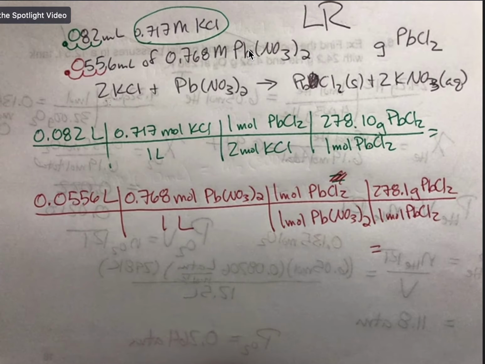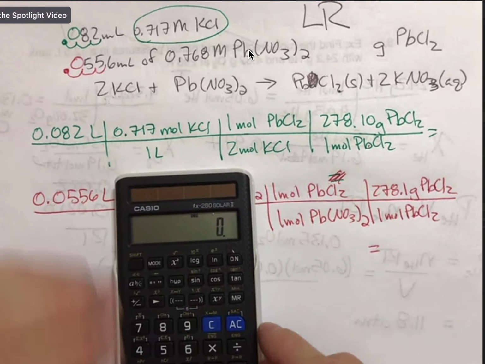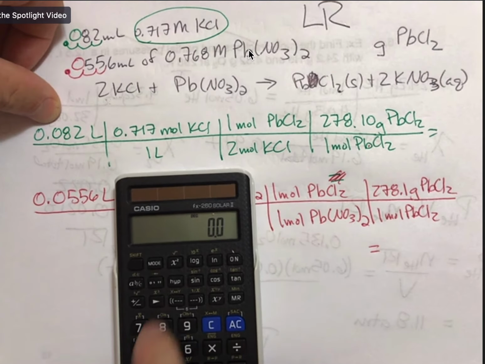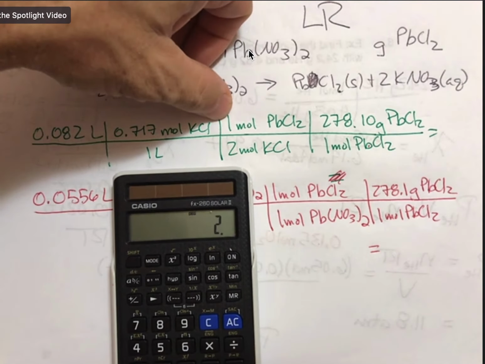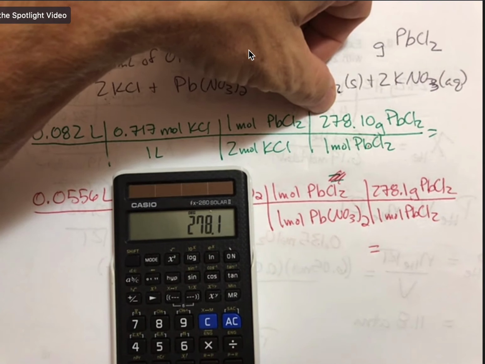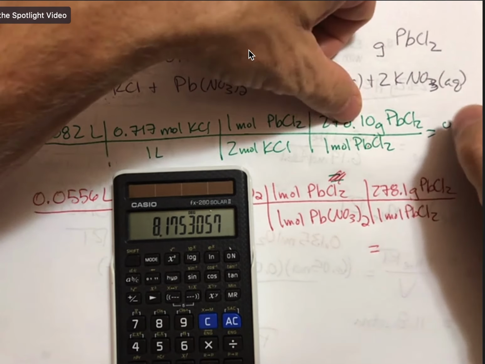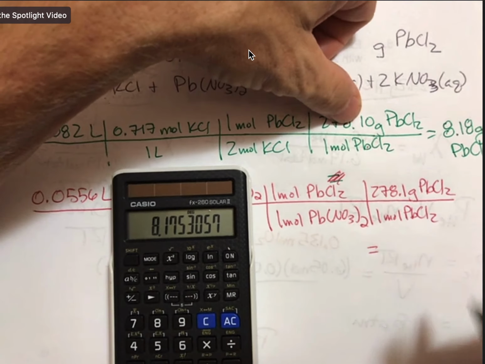If so, jump in any time, but I'm going to start doing the plugging and chugging, as they say. 0.082 times 0.717 divided by 2 times 278.1. And I get 8.18. And my units are grams of lead 2 chloride.